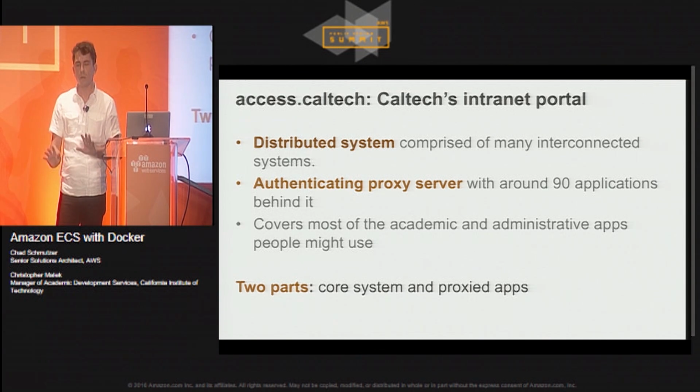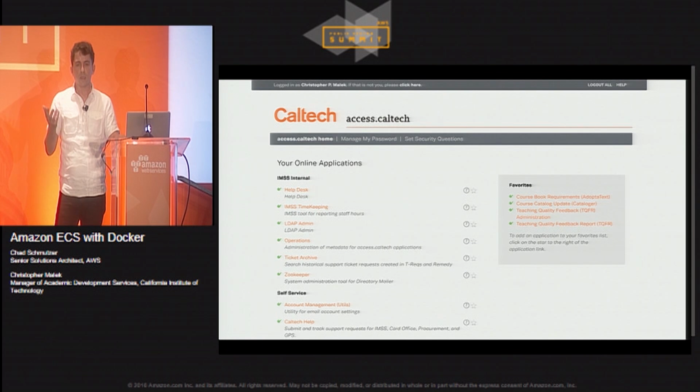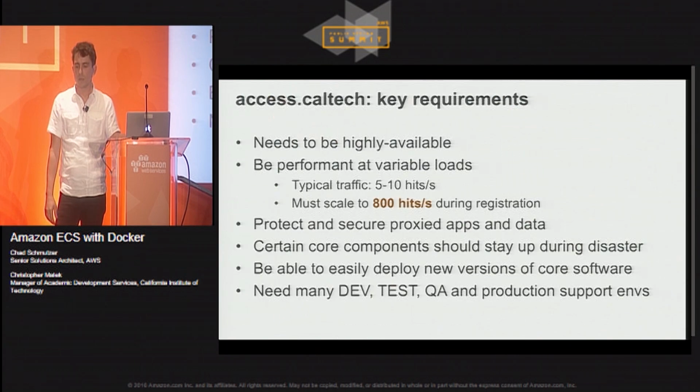There are really two parts to this. There's the core system, which is what my team maintains, the proxy server and its supporting applications. And then there are all the proxied apps. Here's what it looks like. This is the login page. This allows people with a single set of credentials to get access to almost all the things that they need to do for their work during the day. And when they log in, they see a list of applications that they personally are authorized to use. Now, this is what it looks like for me. Someone else logged in would look completely different. Security is very important for this, and we focus heavily on access controls.